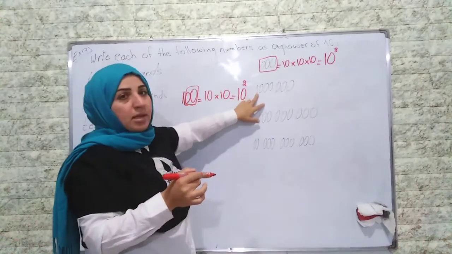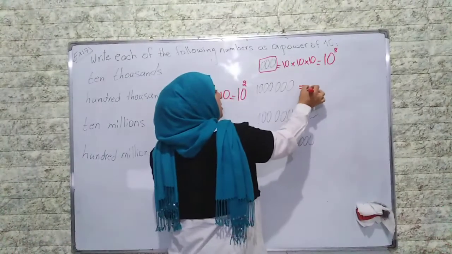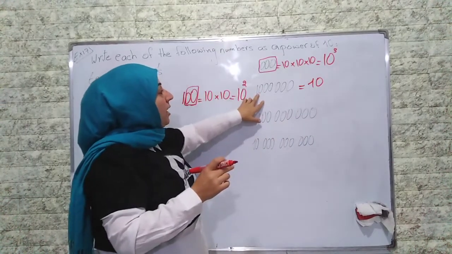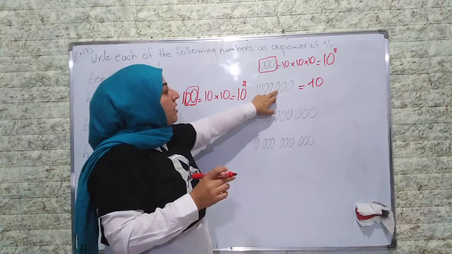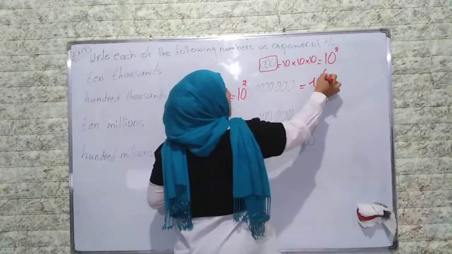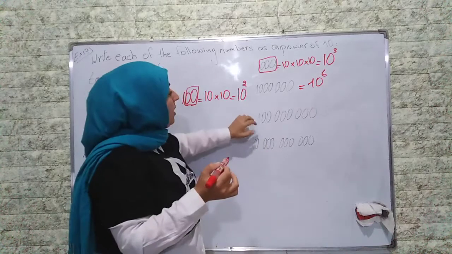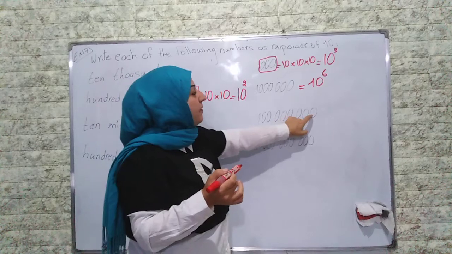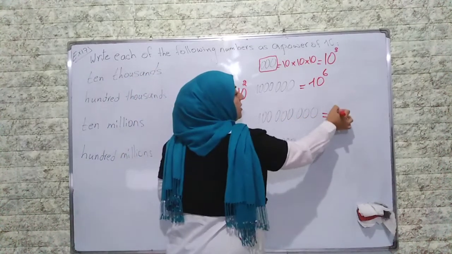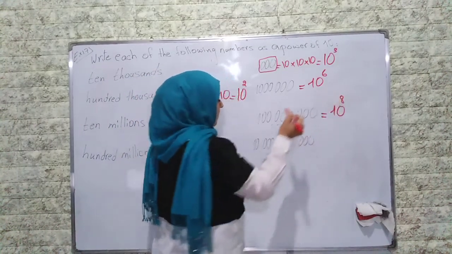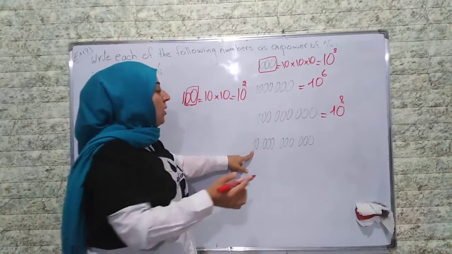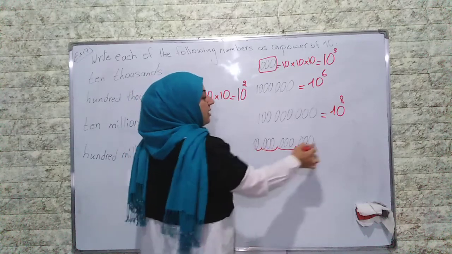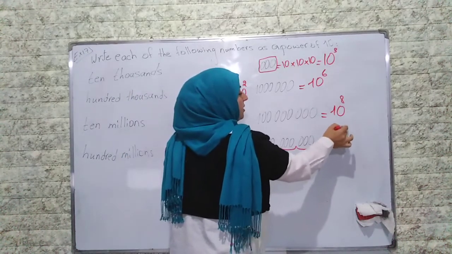Here, 1 million, it's 10 to the power... Since here there's 1, how many zeros are there? 1, 2, 3, 4, 5, 6, so it's 10 to the power 6. Okay? Now, 100 million, how many zeros are there? 2, 3, 4, 5, 6, 7, 8. So we can write it as 10 to the power 8. 10 billion, we have to count how many zeros there are: 3, 6, 9, 10. It's 10 to the power 10.